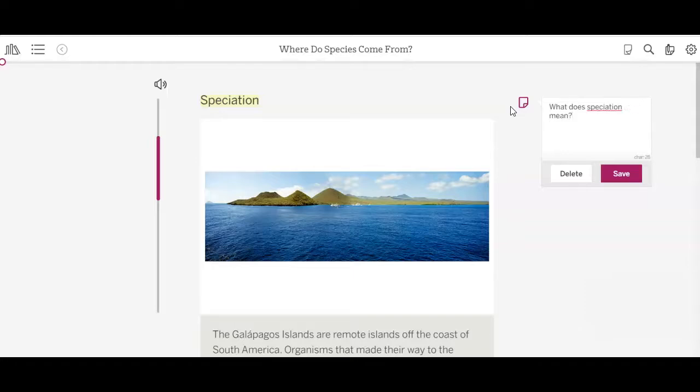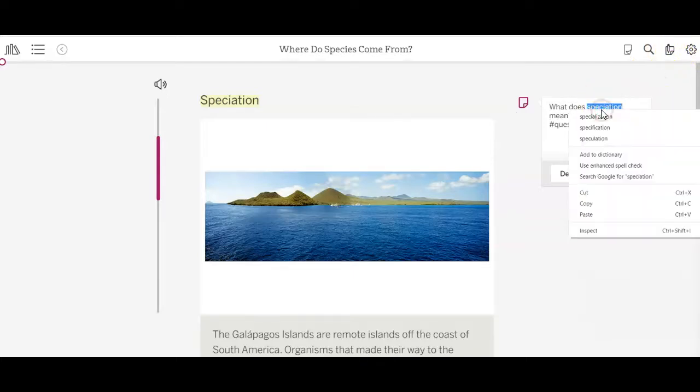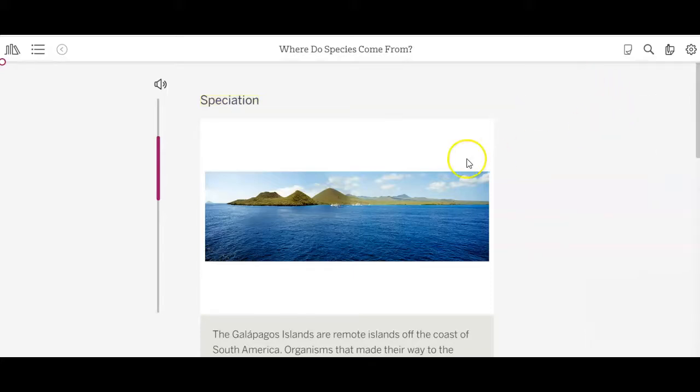Question, and then remember I had discussed with you guys before to use hashtags so that we can find these things later on using this pencil and piece of paper. And so why is it saying that it's not working? Well, apparently, according to my computer, speciation is not a word.